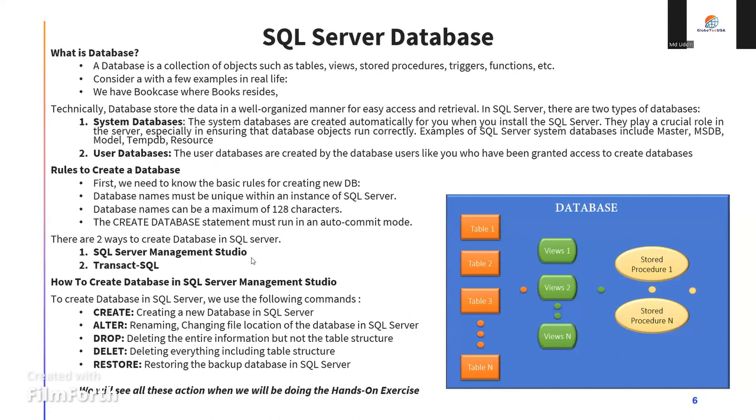Drop means deleting the entire information but not the table structure. So you have a table of 3 columns and 5 rows, maybe, and you have all the information in the table. When you use the drop command, the structure of the table, like 5 rows and 4 columns, will not be deleted, but the information within the table will be deleted. The structure is still there; it's not deleted from your system. But when you use the delete command, it will delete the whole thing, your structure and information together. Clear? Delete and drop.